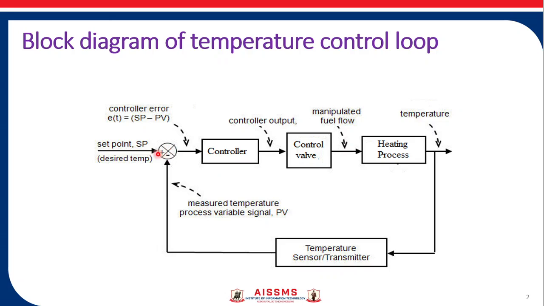So there are two inputs to this error detector. One is the set point value, or we can call it the desired temperature, and the other is the output of your sensor. So both the signals will be compared, and if there is any deviation or any kind of error, that error will be given to the controller. In the controller, the decision will be taken based on this error signal.